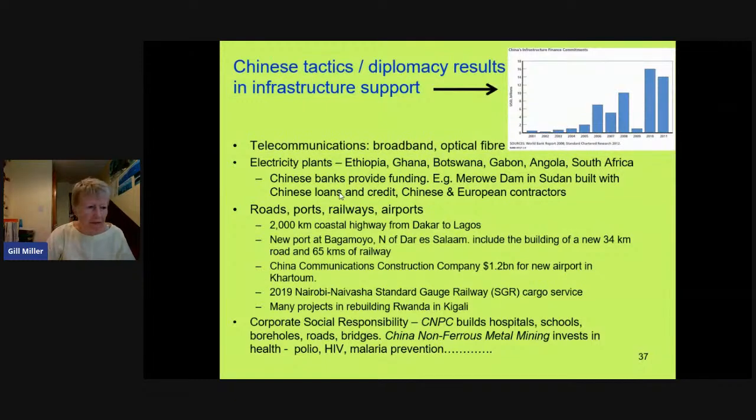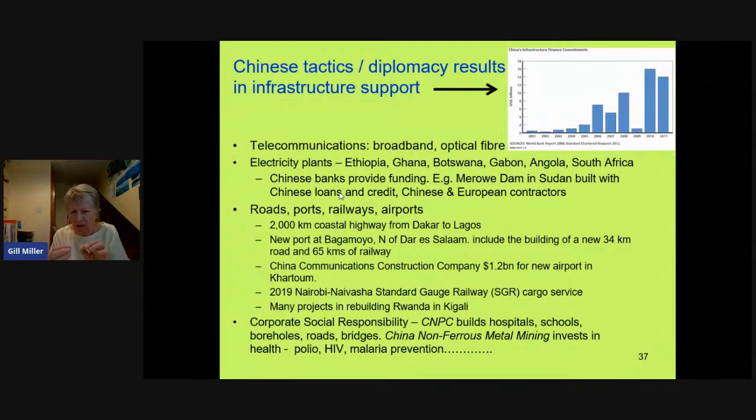Some examples here about the diplomacy and the infrastructure. I'm not going to go through them. You can look at that when you go through this afterwards. But I would just draw your attention to the bottom, corporate social responsibility. I mean, we have that here, CSR policies. And firms, Sainsbury's, Aldi, whoever, they all have their social responsibility and they do their community stuff. And Chinese firms are just the same.